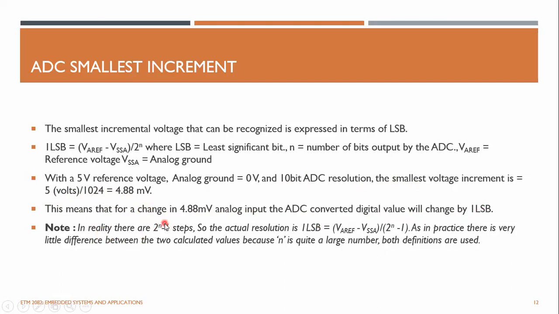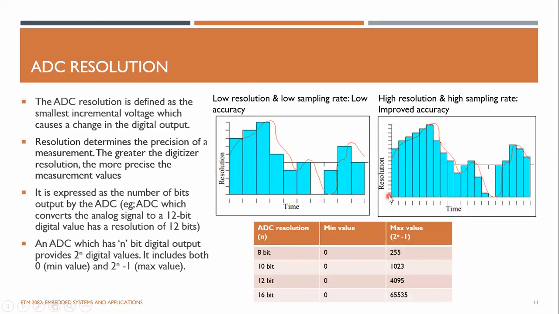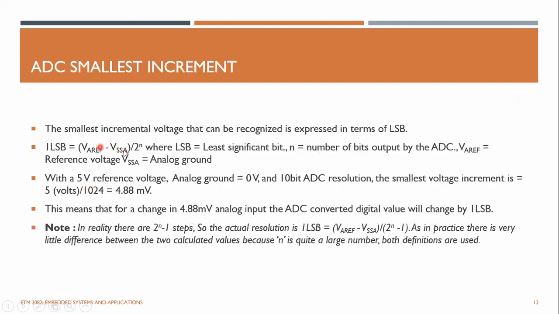In reality, there are 2 to the power n minus 1 steps. So this equation should be corrected to this one if you need a more accurate value. But for an approximation, you can use the earlier equation. So the smallest increment is AREF minus 0, divided by your resolution minus 1.